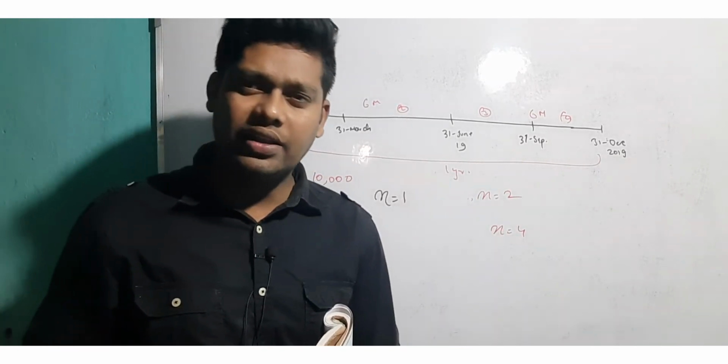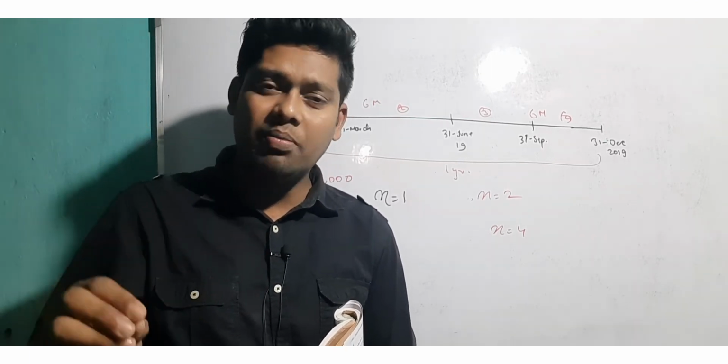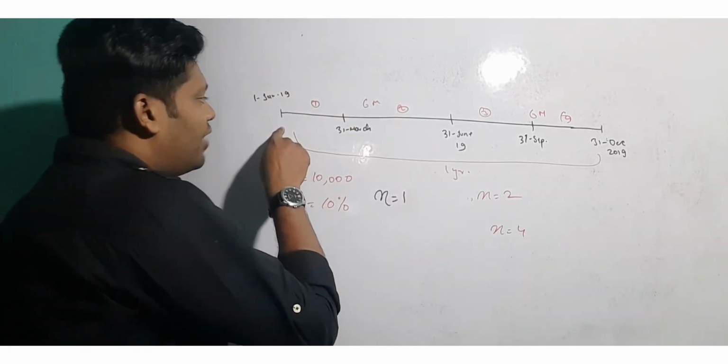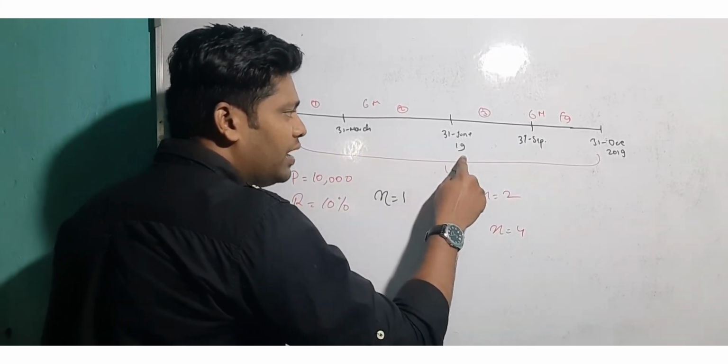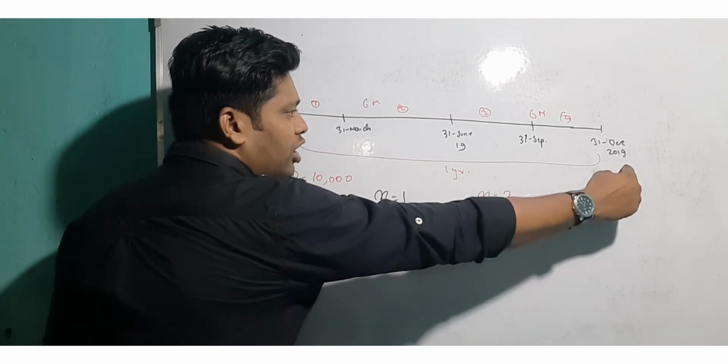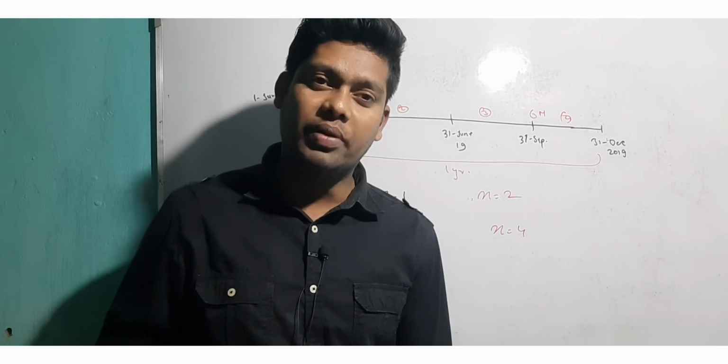In case I have taken the amount for 1 year and I have to pay him quarterly. Quarterly means after this when I have to pay? Here first time I have to pay, again here also, again here also, again here also. How many times? This is what the conversion period is.